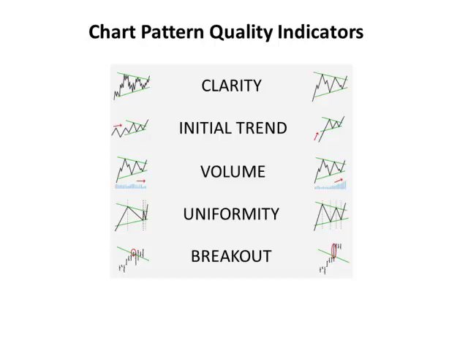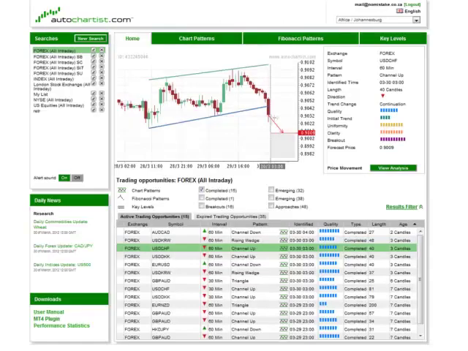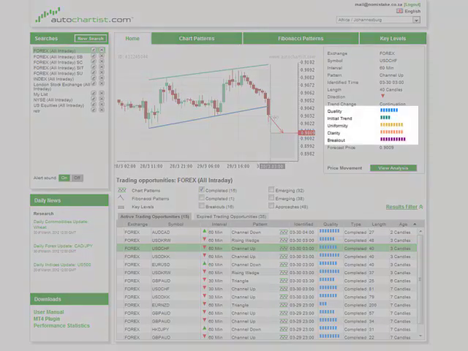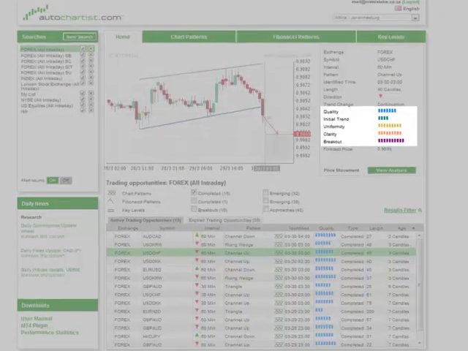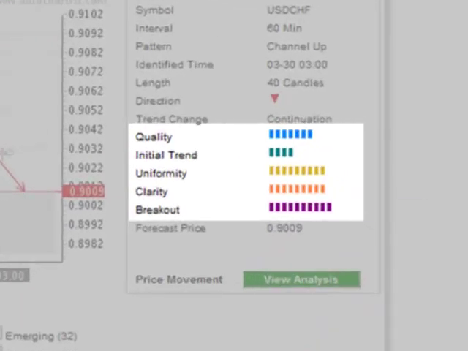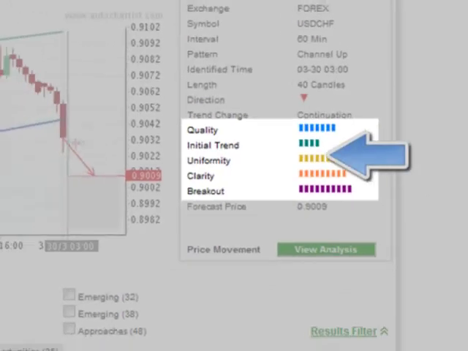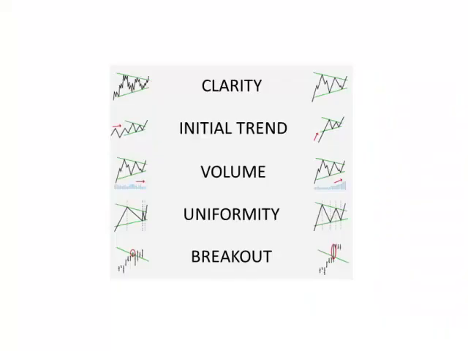decisions. Each indicator scores a value between 0 and 10, and these are illustrated graphically as a number of colored squares in this area to the right of the pattern display. For example, this pattern got a very high score for breakout, but not so high for initial trend. Let's look at each in more detail.